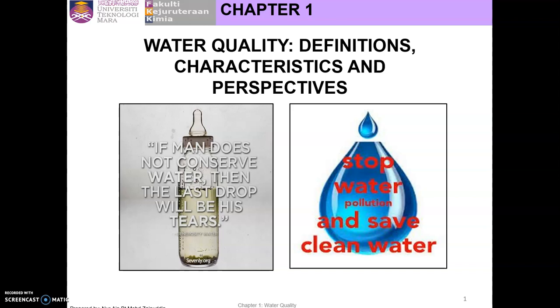We'll be teaching Environmental Engineering CPE 649 for this semester. Basically, for Environmental Engineering, there will be three main parts. The first one is about water. The second part is air, and the last one is solid. So for chapter 1, we will look at the water quality, which is about the definitions, characteristic, and perspective of water.